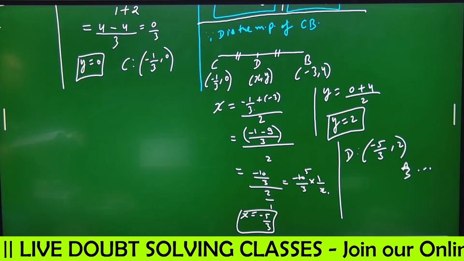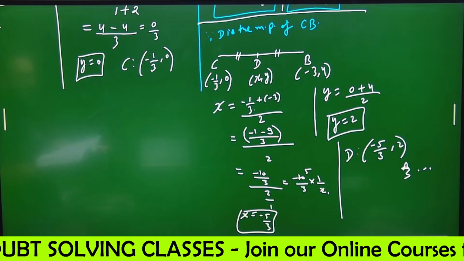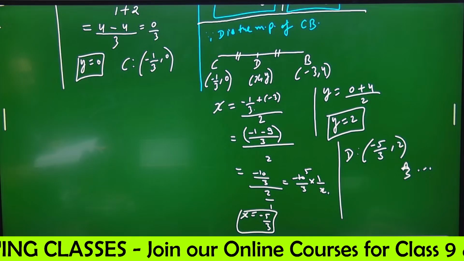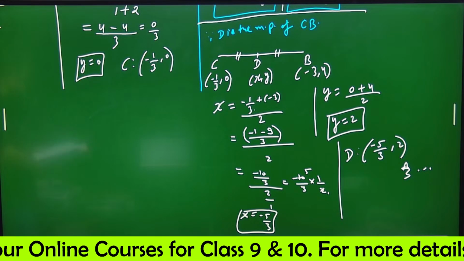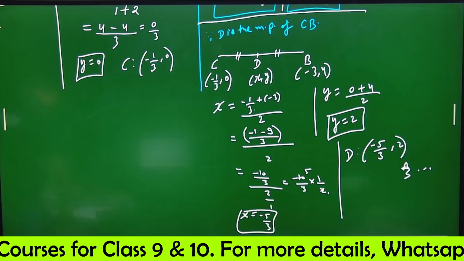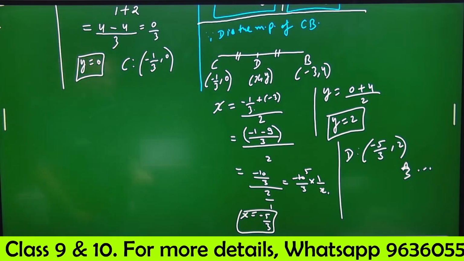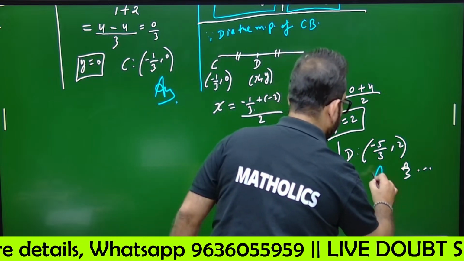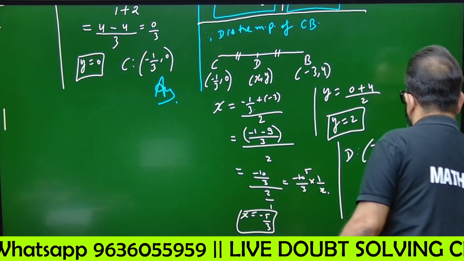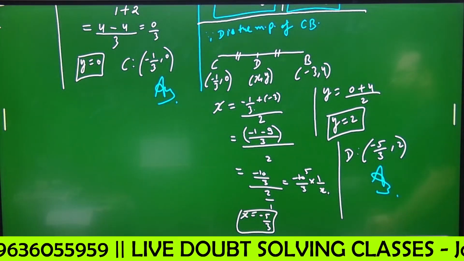Answer is correct. Minus 1 by 3 comma 0 is first, and second one is minus 5 by 3 comma 2. Okay. So these both are answers. This is also the answer, and this is also the answer. Two answers are there because 2 points were there.